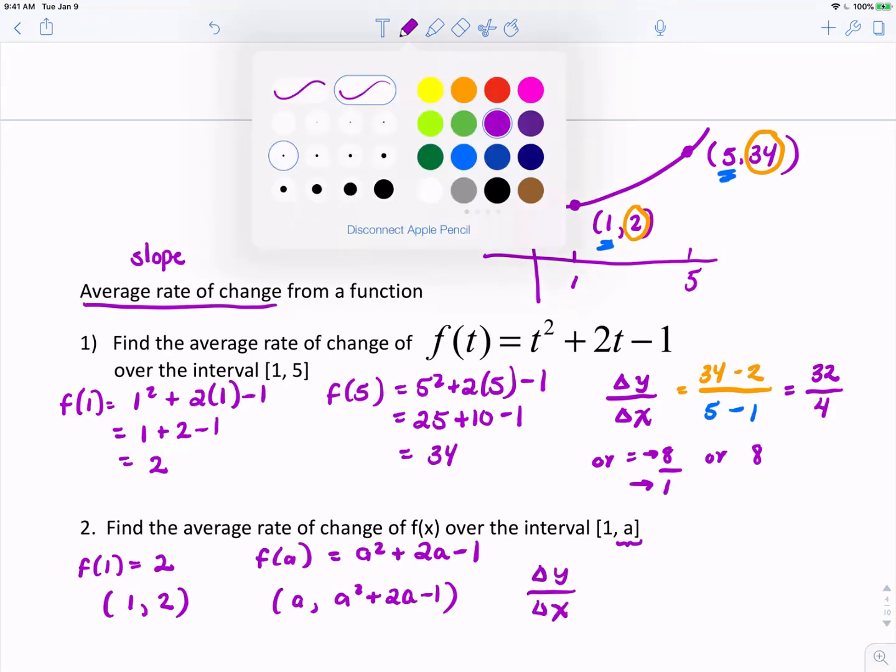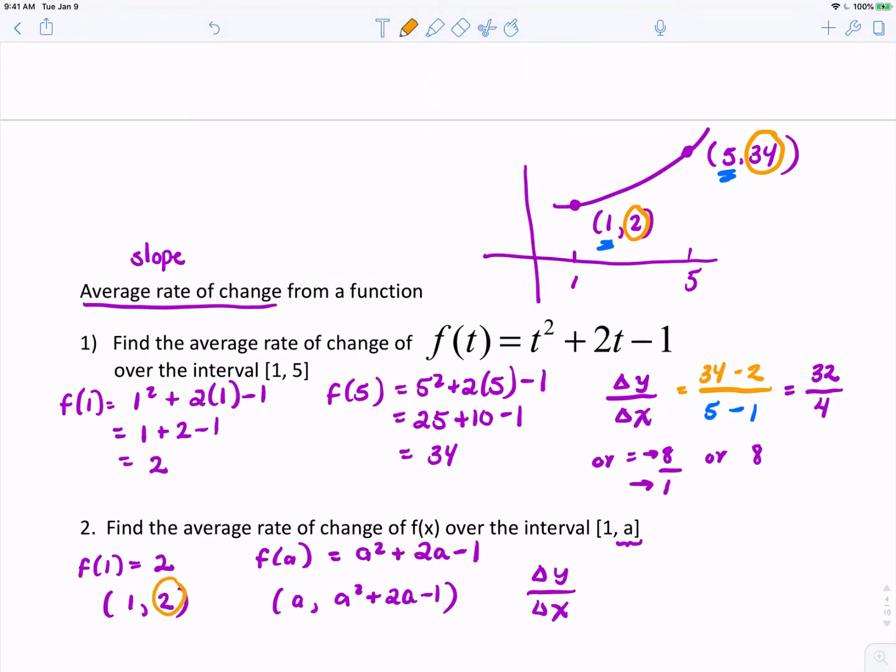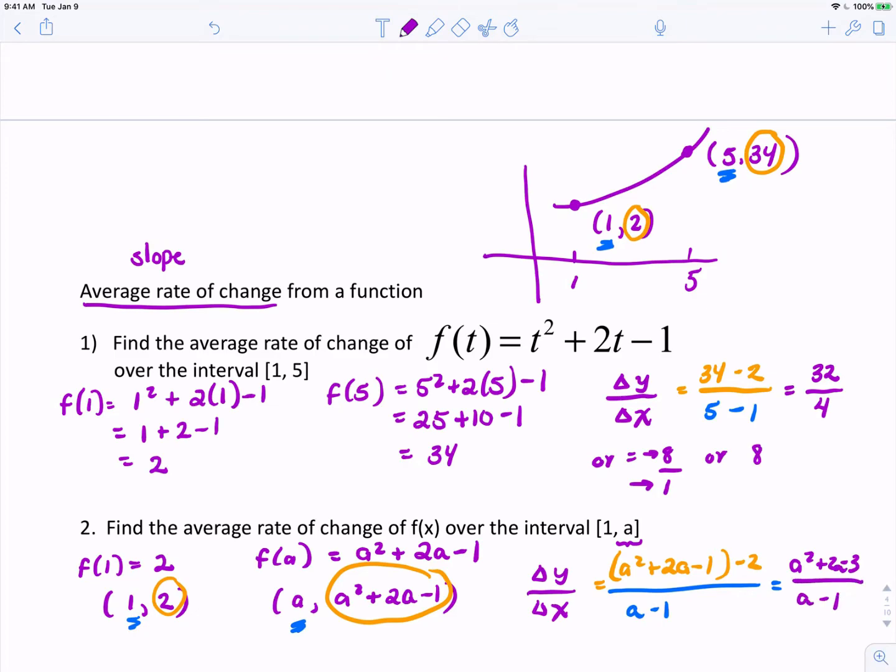And now we're going to do the same thing that we did before, change in y over change in x. So let's take a look at our y coordinates. Our y coordinates are 2 and a squared plus 2a minus 1. So that gives us a squared plus 2a minus 1 minus 2. And now let's look at our x coordinates. Our x coordinates are 1 and a. And so this will be divided by a minus 1. And if we simplify this, let's see what we get. Here we have a squared plus 2a minus 3 over a minus 1.